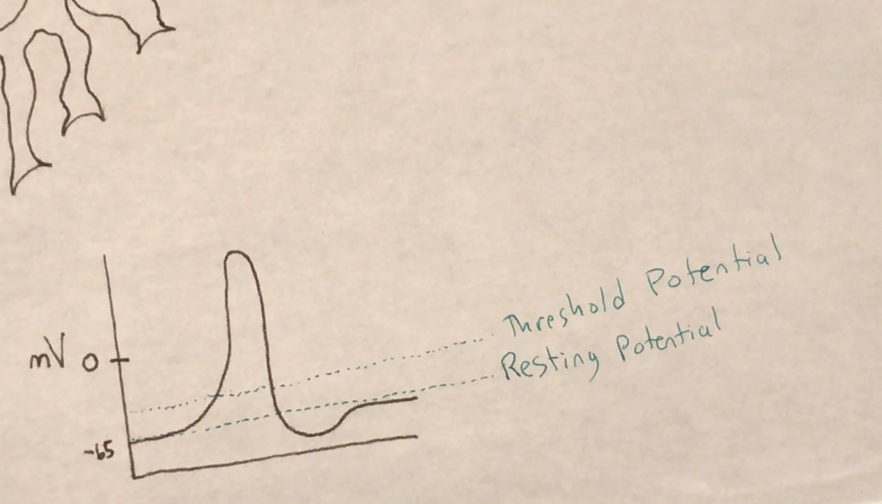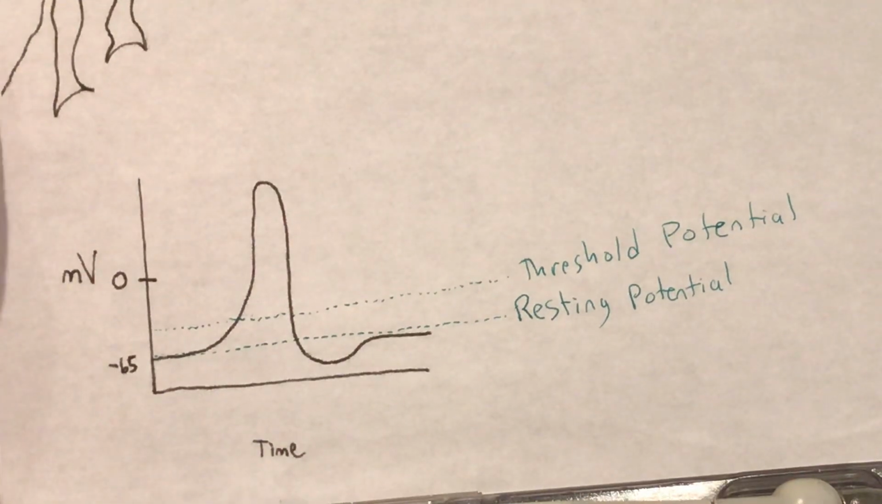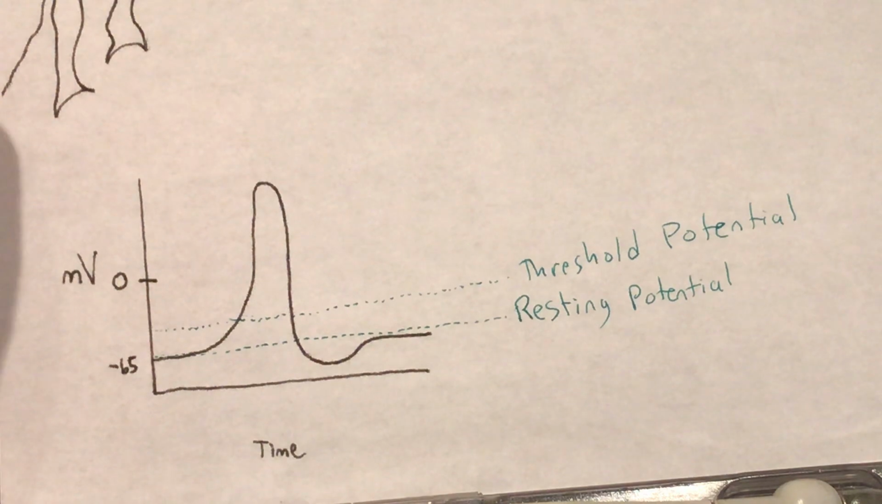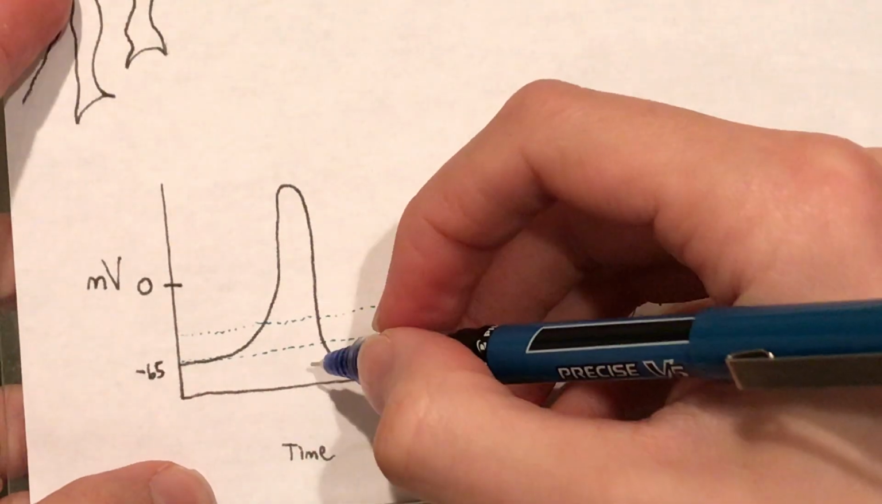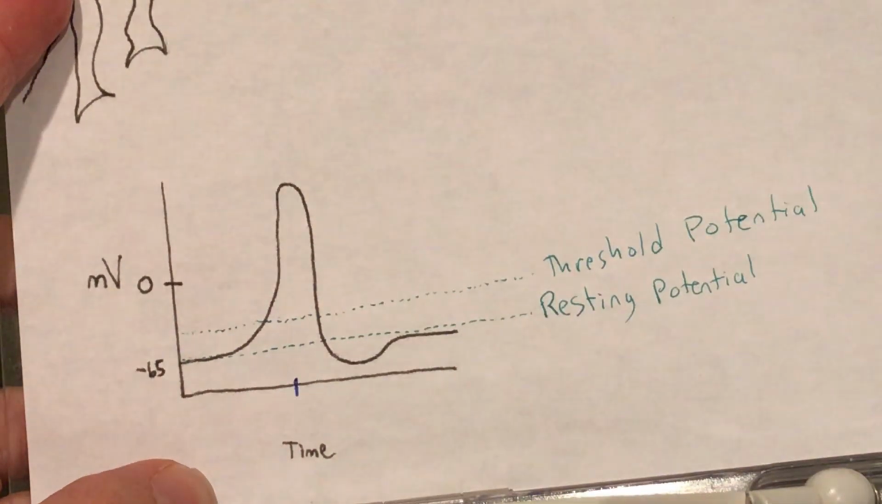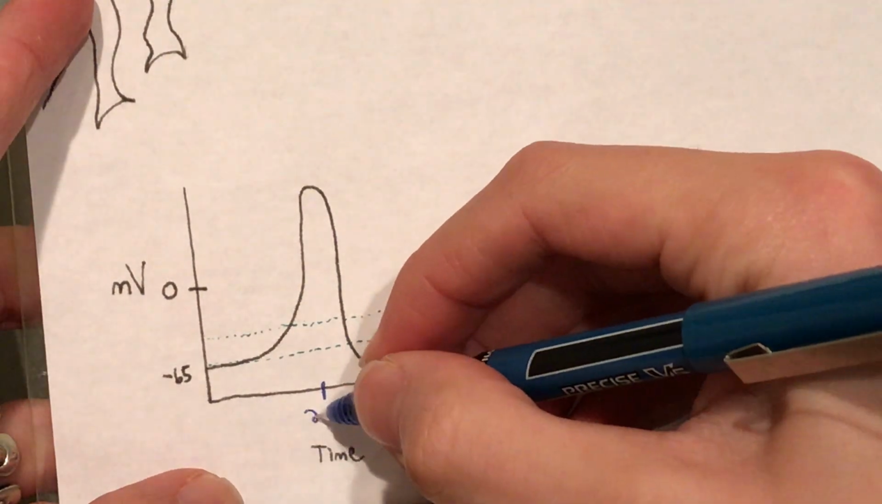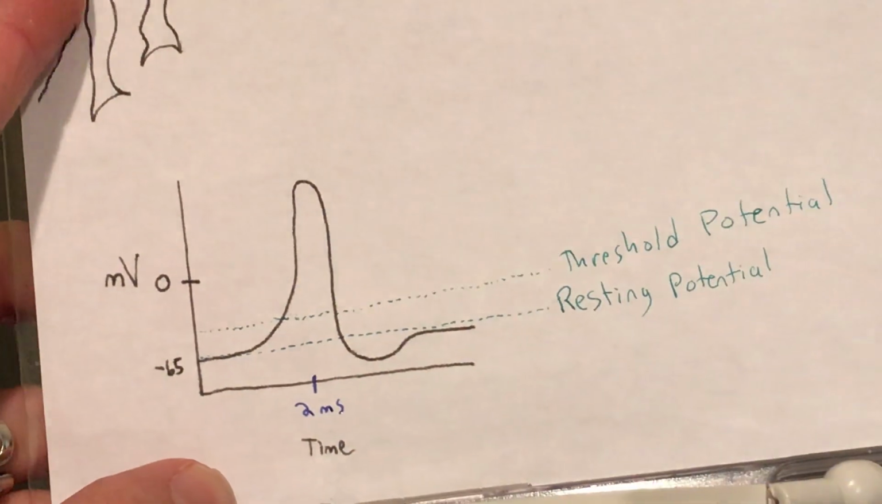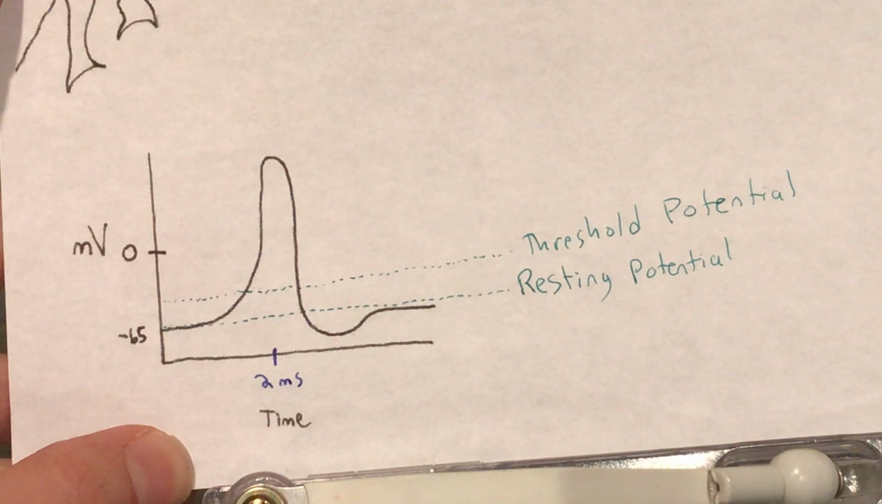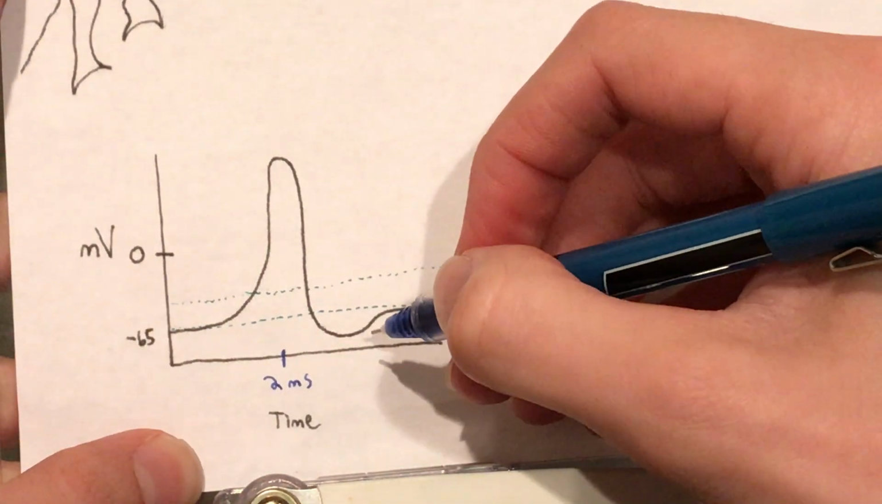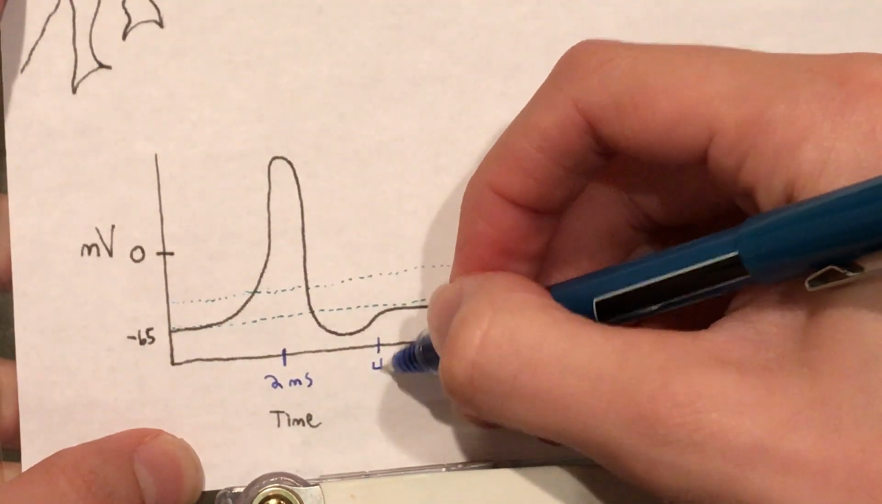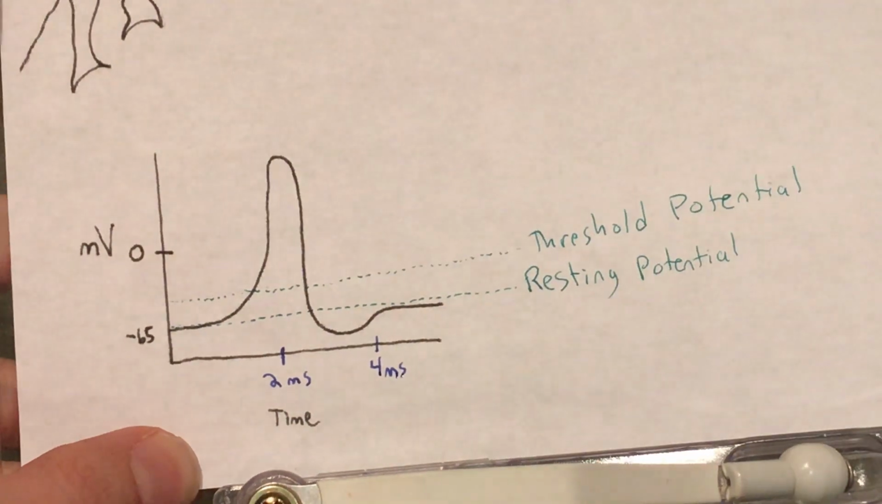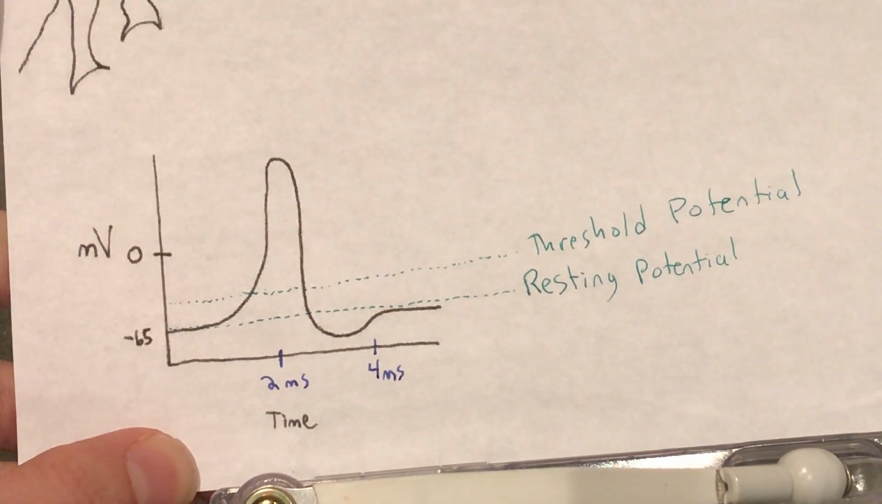And by the way, time, so if we're thinking about how fast this is happening in a part of your neuron, then the middle is somewhere around 2 milliseconds, or 2 ms. And then by the end of it, it's about 4 milliseconds. So that's kind of our time scale that we're thinking about.